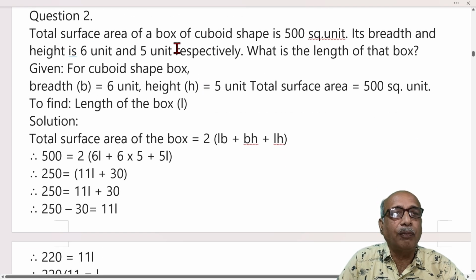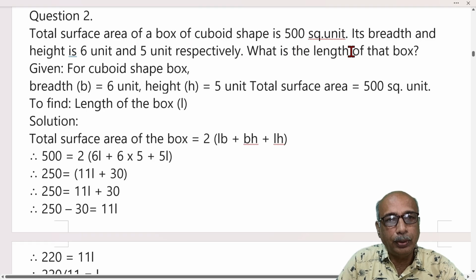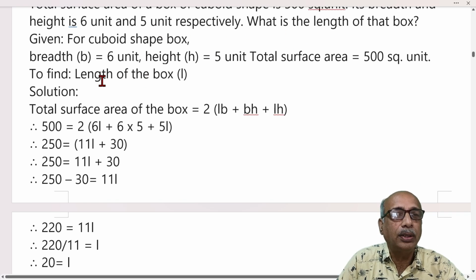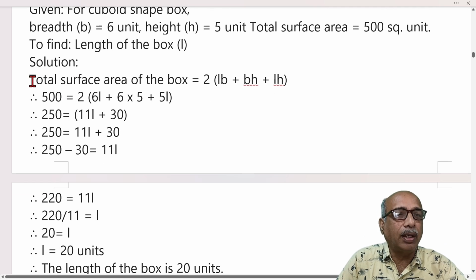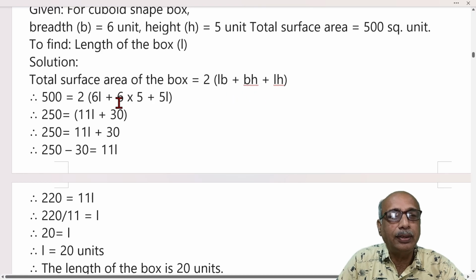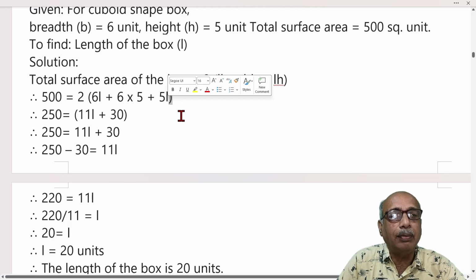Question 2. Total surface area of a cuboid shaped box is 500 square unit. Total surface area is given. Its breadth and height are 6 unit and 5 unit respectively. Find the length of that box. For cuboid shaped box, total surface area is by formula twice length into breadth plus breadth into height plus length into height. Substitute the values. Total surface area is given as 500. Length is not given, instead of length, L is taken here.